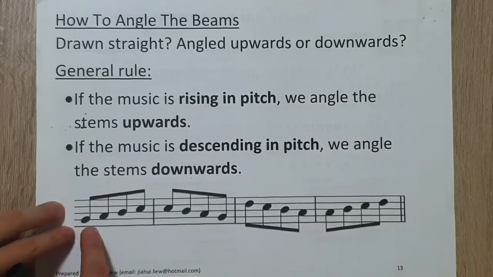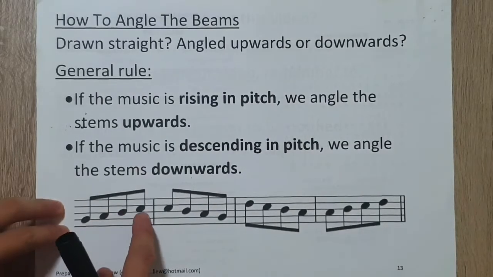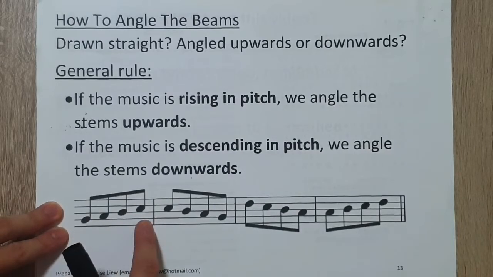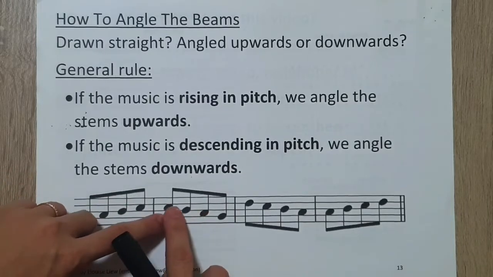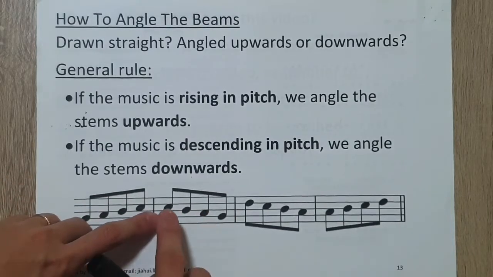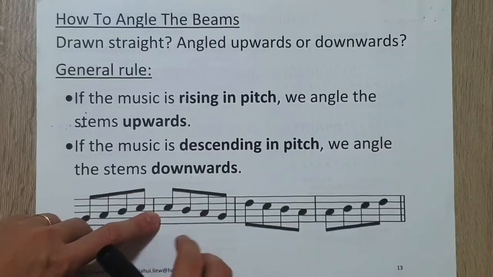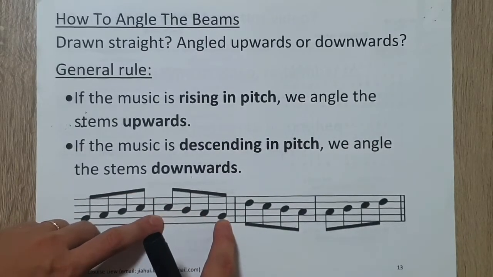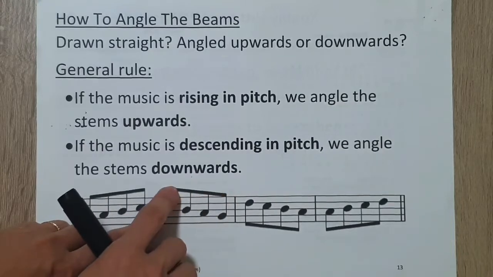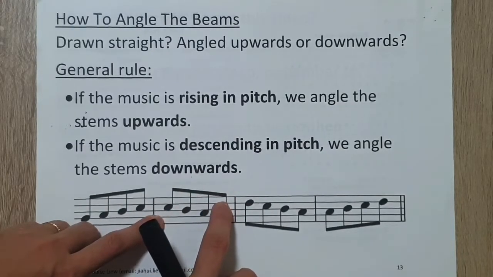For example, here we have G, A, B, C, right? If you play these four notes on the piano, you'll hear that the pitch is rising. So if the pitch is rising, the beam will be angled upward. So we join it this way. If the music is descending in pitch, for example, if you go down from C, to B, A, G, you hear that the pitch is descending. So then we angle the beam downward, and that's how we beam all the notes together.